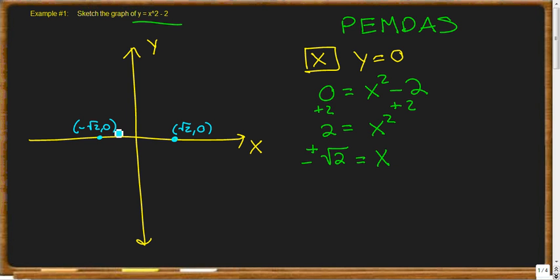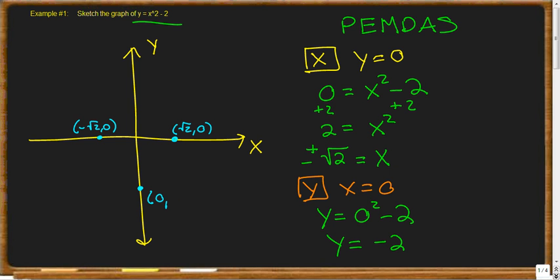Okay, then lastly we're going to try to find the y-intercept. The y-intercept over here is when x equals 0. So we go back and we write our equation out, and we see that we're going to have y equals 0 squared minus 2. Very easy to see here that y is going to be negative 2. So we've got another point all the way down here, which is going to be at 0, negative 2.